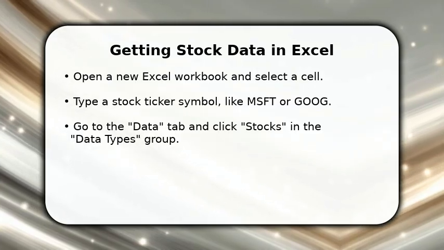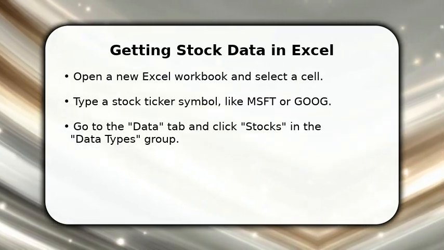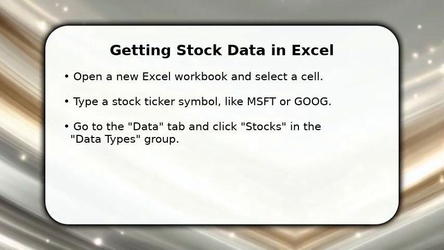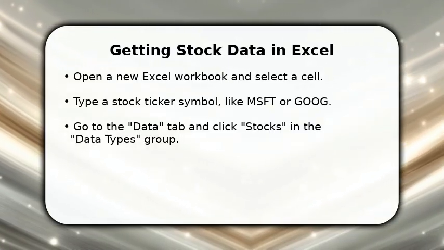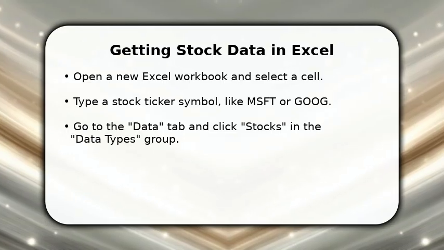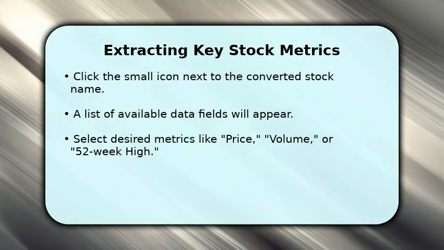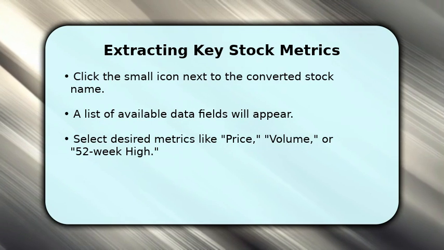Next, navigate to the Data tab in the Excel ribbon. Within the Data Types group, click on the Stocks button. Excel will then convert your ticker symbol into a rich stock data type. Once your ticker is converted, a small icon will appear next to the stock name.